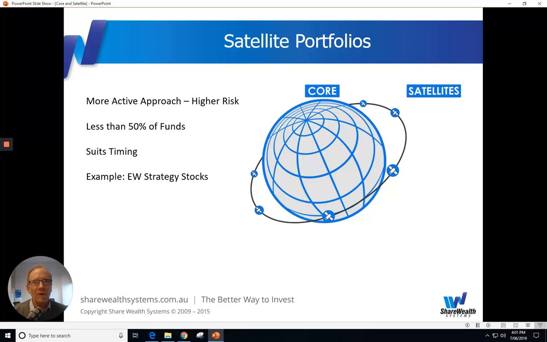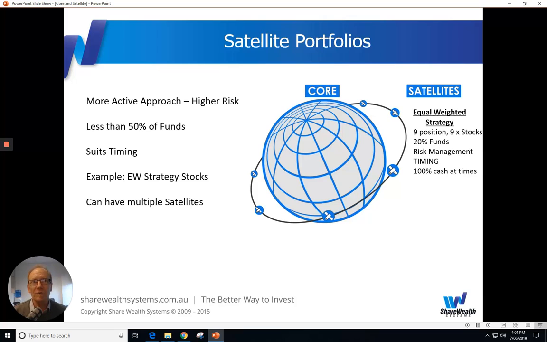The satellite portfolio in this case is taking on higher volatility through accessing a range of stocks as opposed to something a little less volatile like an ETF. The example here, we have an equal weighting strategy that's using 9 positions, 9 stocks in this case. It's also got a capital weighting of 20% of the total available funds. The risk management is done through the use of timing, and therefore there will be moments when the portfolio is 100% in cash.